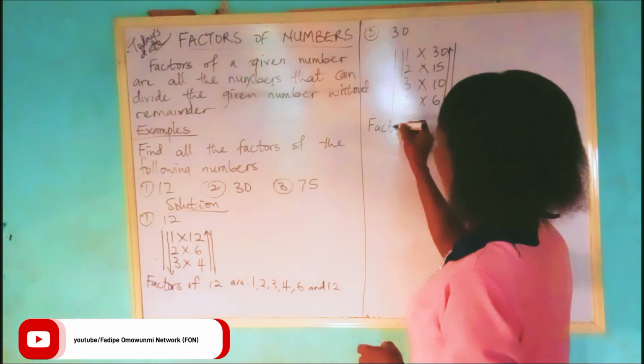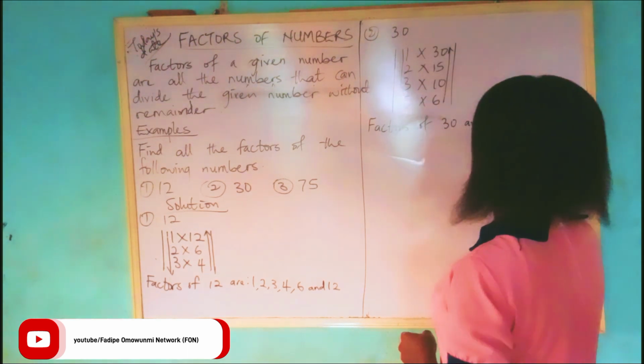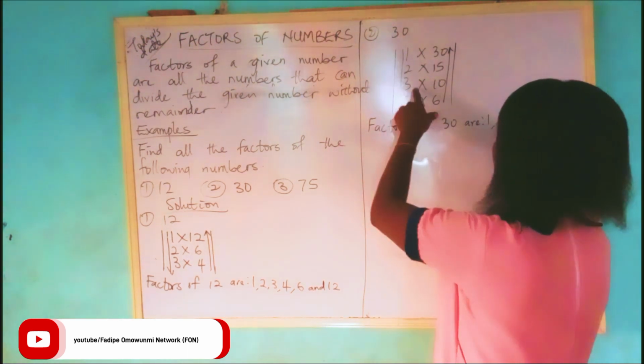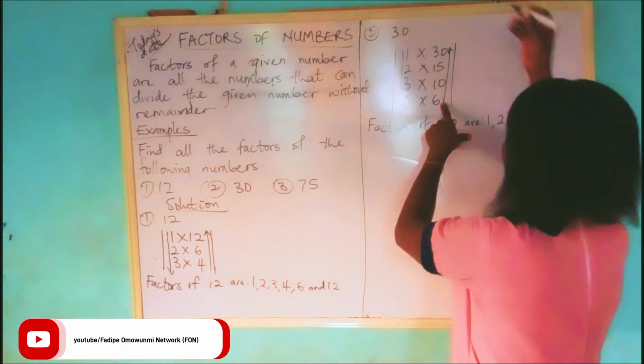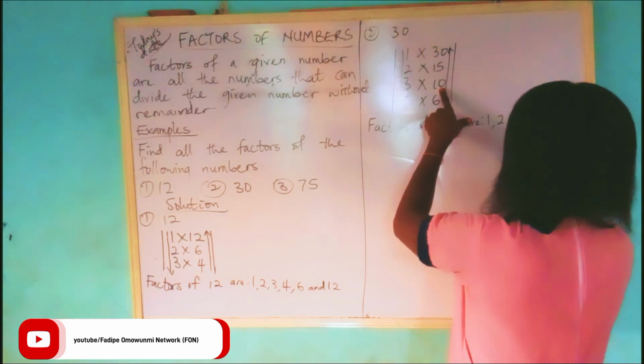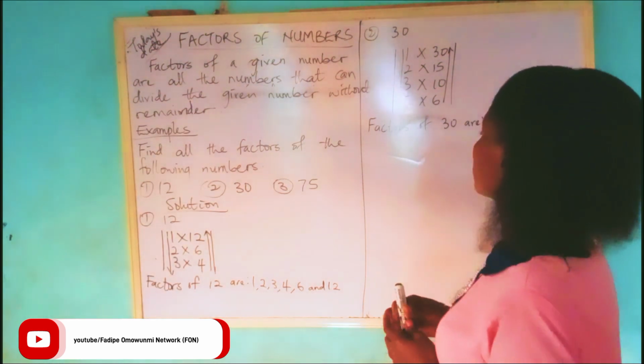So the factors of 30 are 1, 2, 3, 5, I'm not going up now, 6, 10, 15, and 30. These are the factors of 30.